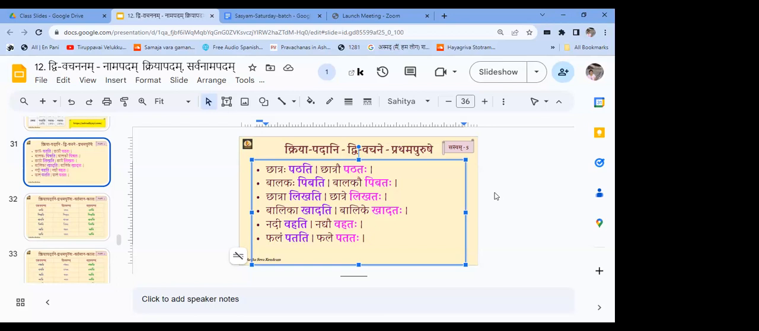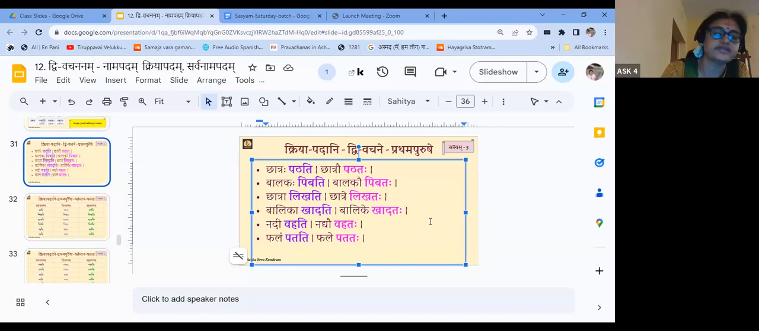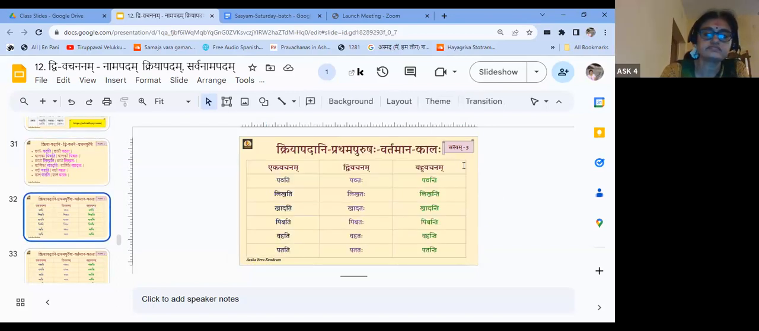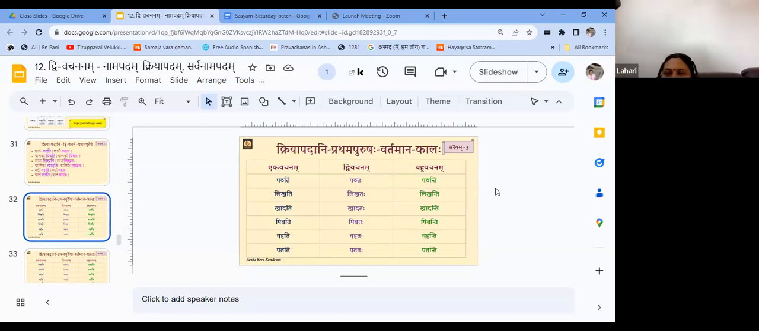अस्तु. ललिता महोदय. फलं पतति, फले पततः, फलानि पतन्ति. What is the meaning? Fruit falls, fruits fall. Okay, patanti, falls. You understood? Okay, astu. In the exercise the answers are already given, but we can read any. Any question till now? No question.